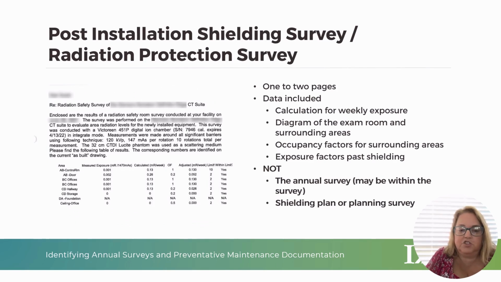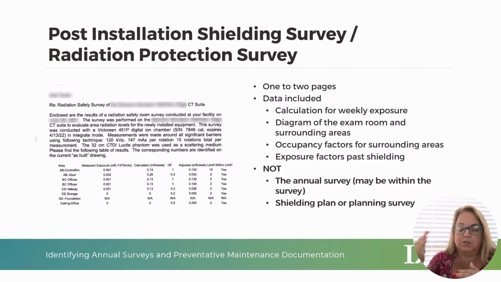Your post-installation shielding survey or radiation protection survey. This document is generally 1 to 2 pages. The data included on your post-installation shielding survey, or sometimes called radiation protection survey, are calculations for weekly exposure. So that's usually X amount of scans a week times average dose equals total dose. A diagram of the exam room and the surrounding areas. It must contain occupancy factors for the surrounding areas, and it will also contain exposure factors past the shielding.